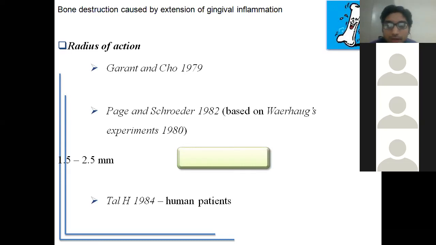The concept was given by Page and Schroeder, and later Dahl reported it in human patients. So this is very important. Radius of action you should know.